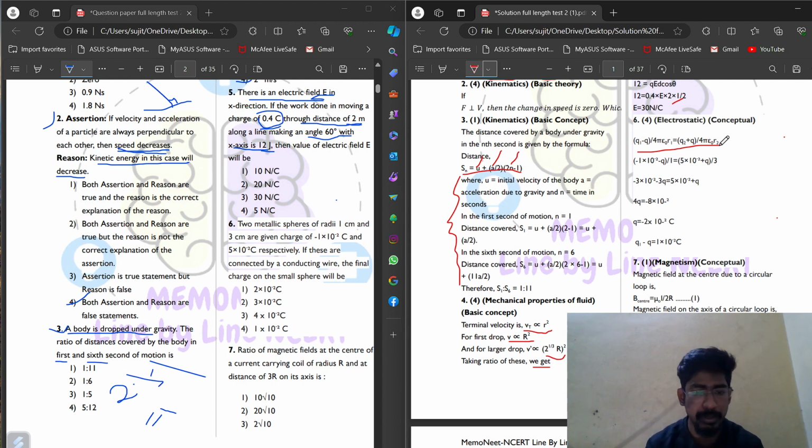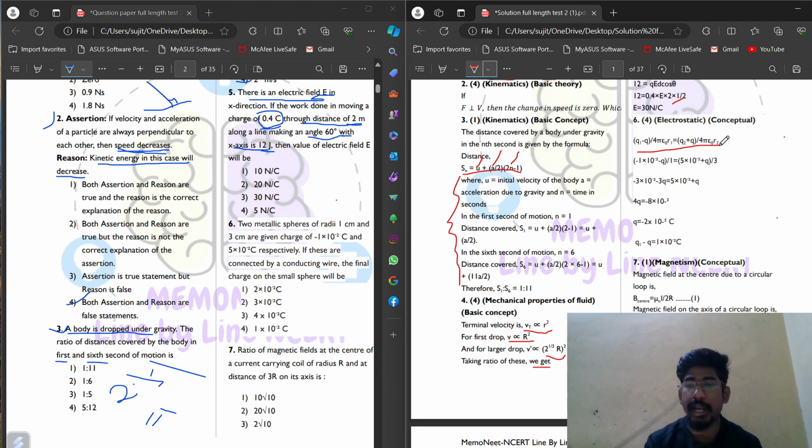Let us analyze the equation. If two spheres are connected to each other, there is a certain amount of flow of charge from one sphere to another. If there is more charge present in one sphere, the charge flows from that sphere to the other sphere, which has less charge.